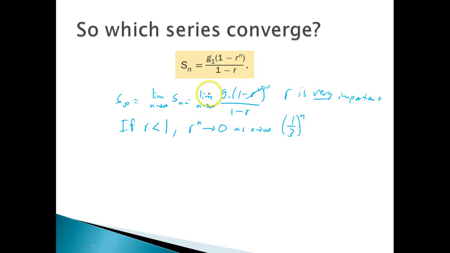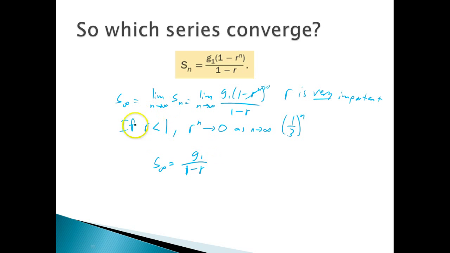So then what does this turn into? This turns into just g1 over 1 minus r. How easy is that formula? It's like the easiest formula I've ever seen. So this is what s infinity is. S infinity for a geometric series, as long as r is less than 1, is just g1 over 1 minus r.